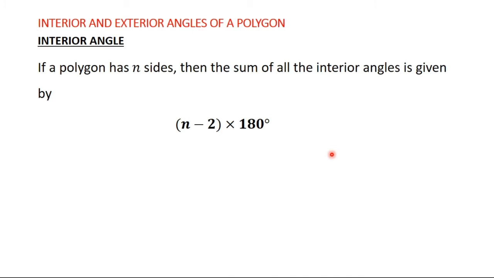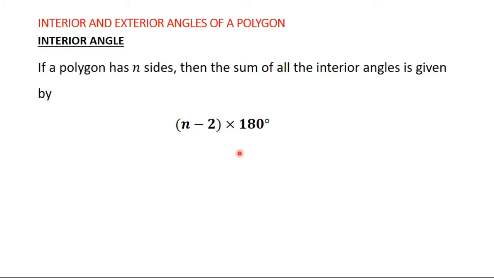If a polygon has n sides, so we are representing the number of sides of the polygon with the letter n, then the sum of all the interior angles is given by (n minus 2) times 180 degrees. So if the polygon has n sides, then the sum of the interior angles in the polygon is given by (n minus 2) times 180 degrees, where n is the number of sides of the polygon. I hope you understand that.